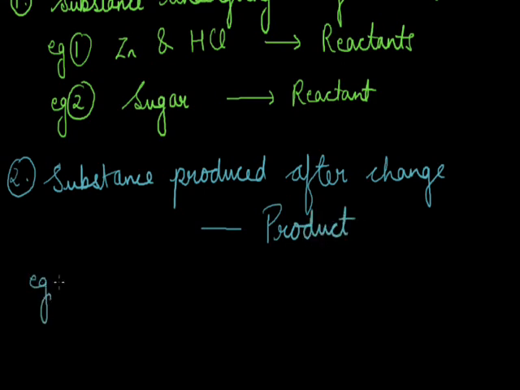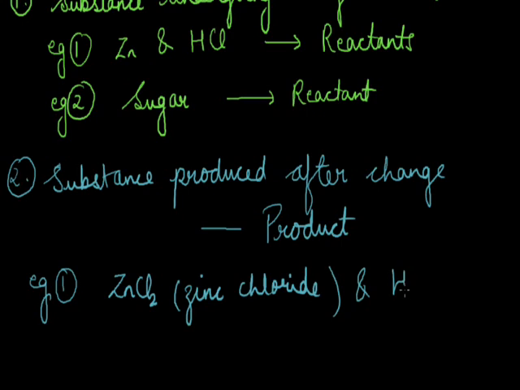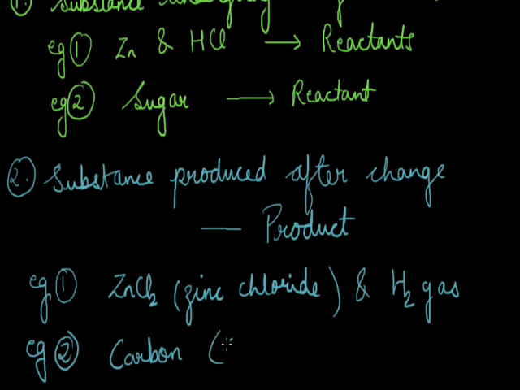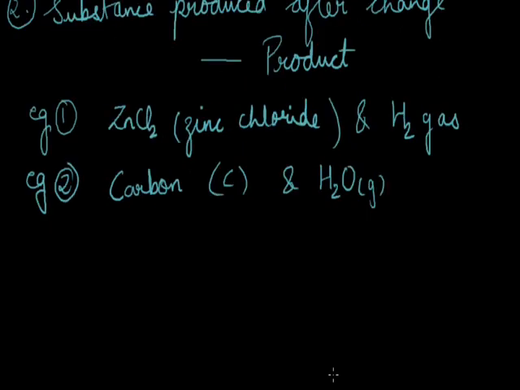Now in example 1 we can see that the new products which are formed after the chemical reaction are ZnCl2, that is zinc chloride, and hydrogen gas. So these are the products in the first example. In the second example, carbon, the black mass, the black residue which is left is carbon, and steam which is liberated is the product.